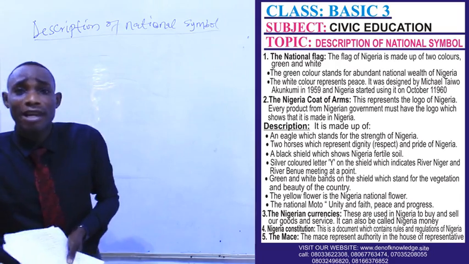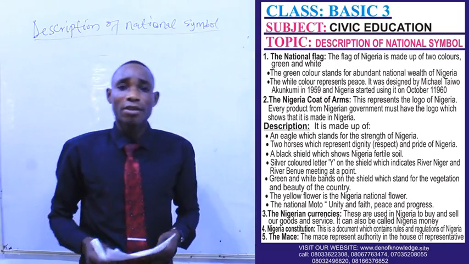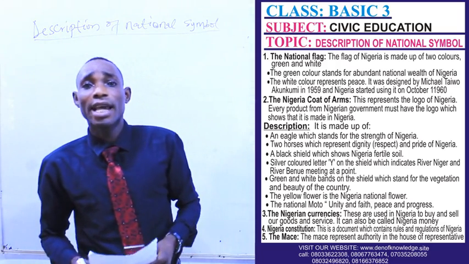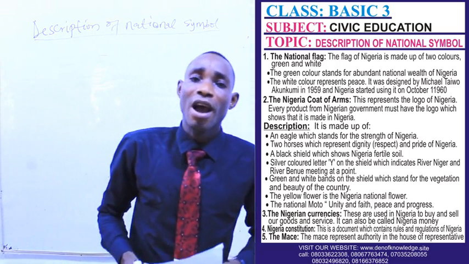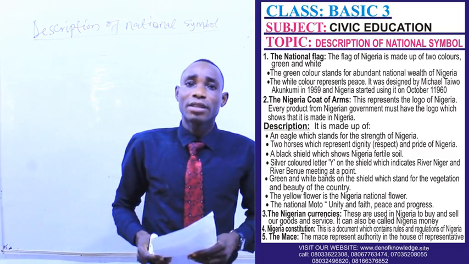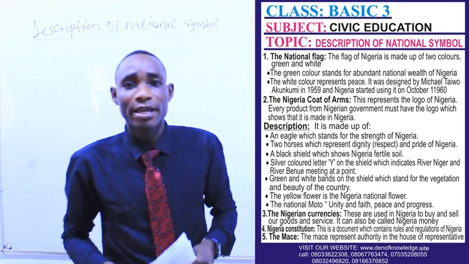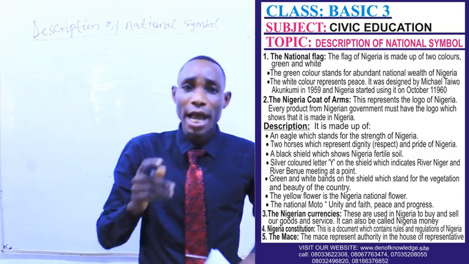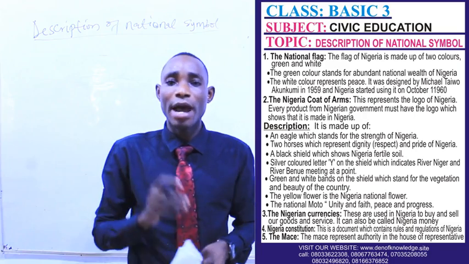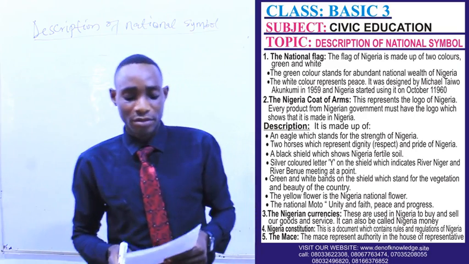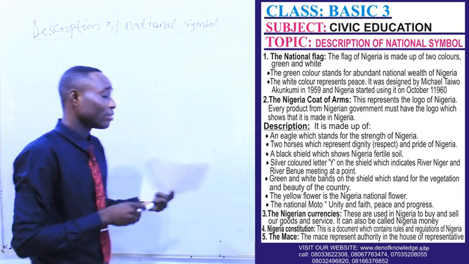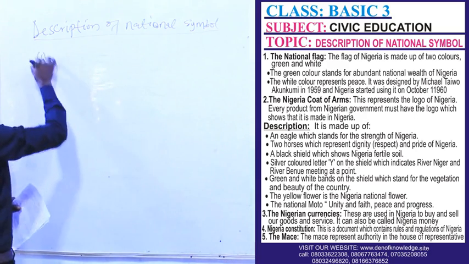In your previous class, we discussed national symbols. And we said that national symbols are those signs and objects that are used to represent a nation. Today, we are going to describe them one after the other. And let's take number 1, the national flag.